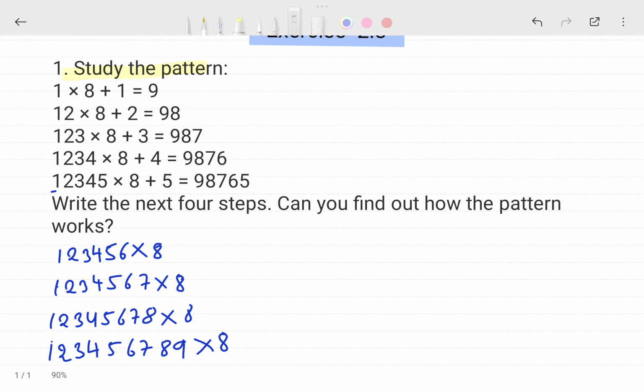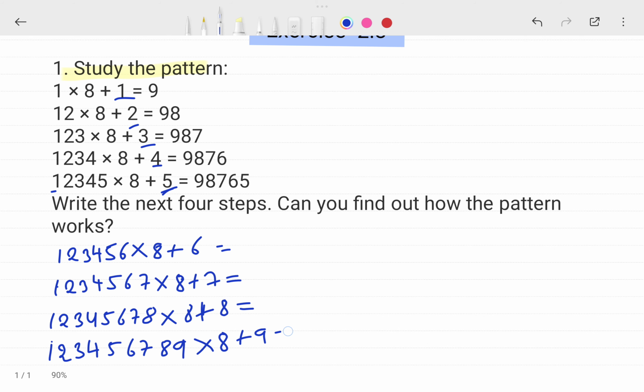If you see this pattern, it is increasing: 1 2 3 4 5. So what will it be next? 6, because it is continuously increasing. Then it will be 7, then 8, and then 9. Now what will be the answer?